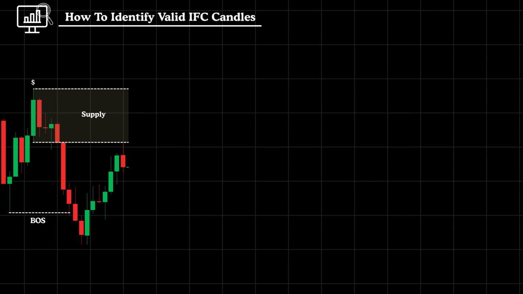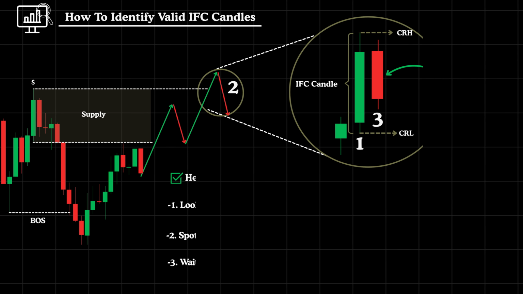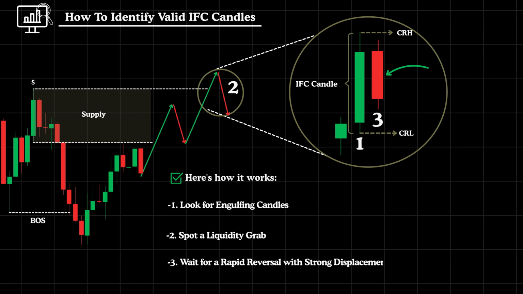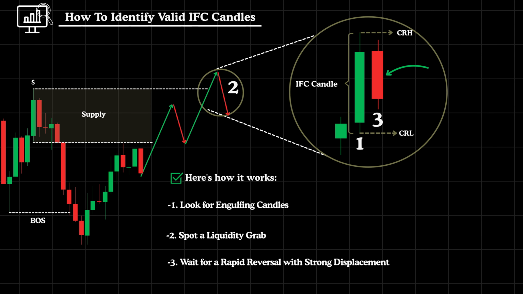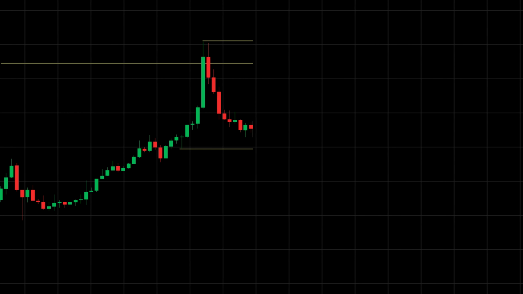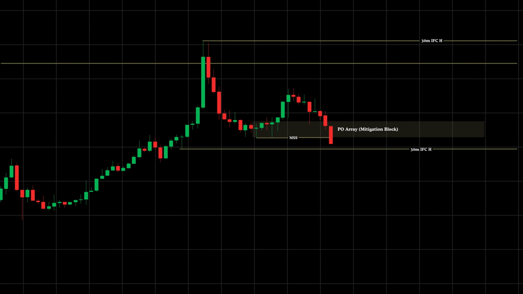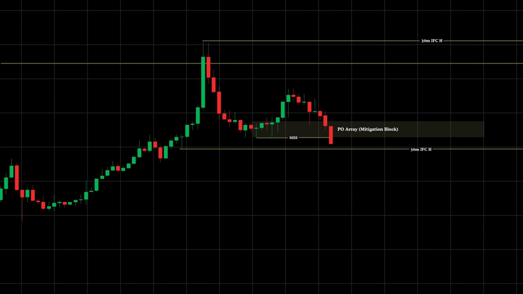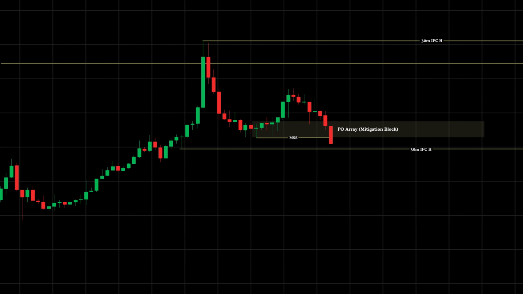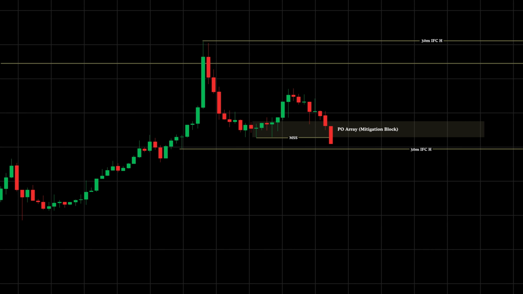In today's video, we'll discuss institutional funding candles, a crucial concept that uncovers the hidden manipulation driving market movements. These candles represent the footprints of big players, and understanding them allows you to position your trades with smart money instead of falling into their traps and becoming a victim of manipulation.